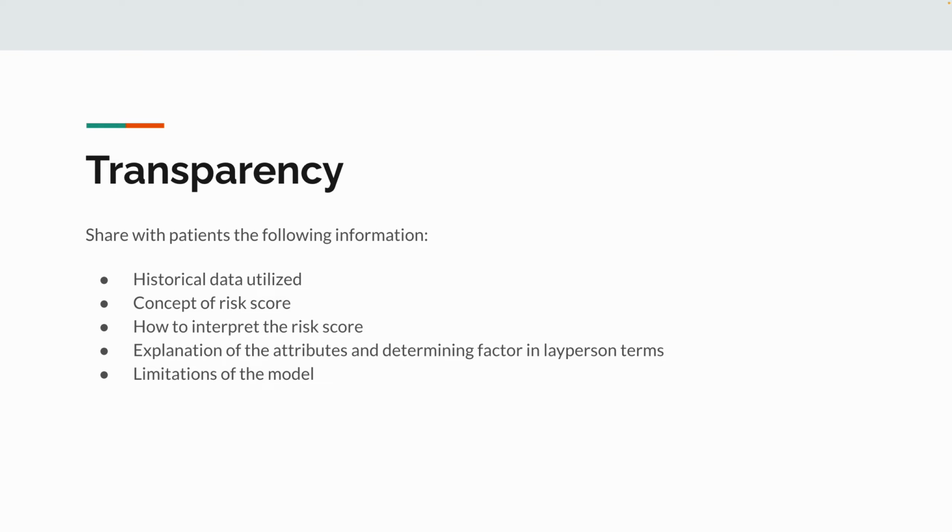The transparency elements are important. We want to make sure that, as I mentioned earlier, we have shared the historical data that we utilized for the risk score. We need to explain the risk score in great detail so they understand what it means, how to interpret it, and any limitations of the model. All the attributes that we actually use would also need to be explained in a way that a layperson can understand.